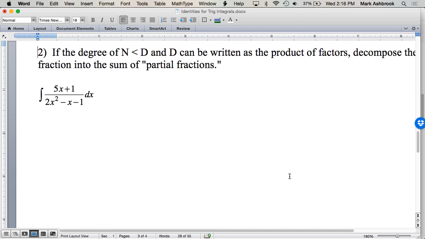You've got to have the degree of the numerator strictly less than the degree of the denominator, number one. And number two, the denominator has to be factorable. You have to get at least two factors apart in the denominator. Otherwise, we can't do this thing called partial fractions.